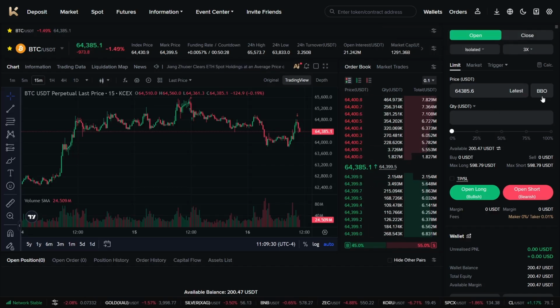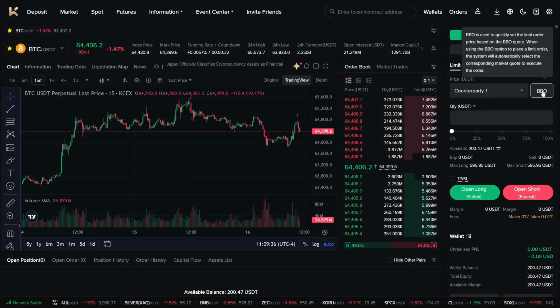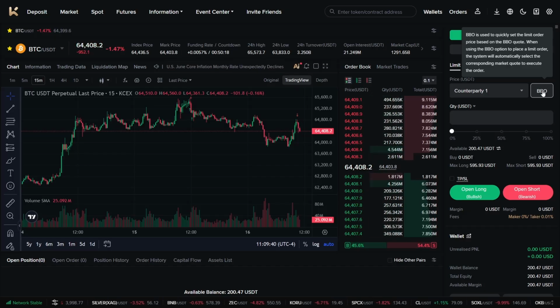In a limit order, we can see something that is called BBO. BBO means best bid or offer. It quickly uses the best available order book quote as the limit price. But the order can still remain open if the market moves away.